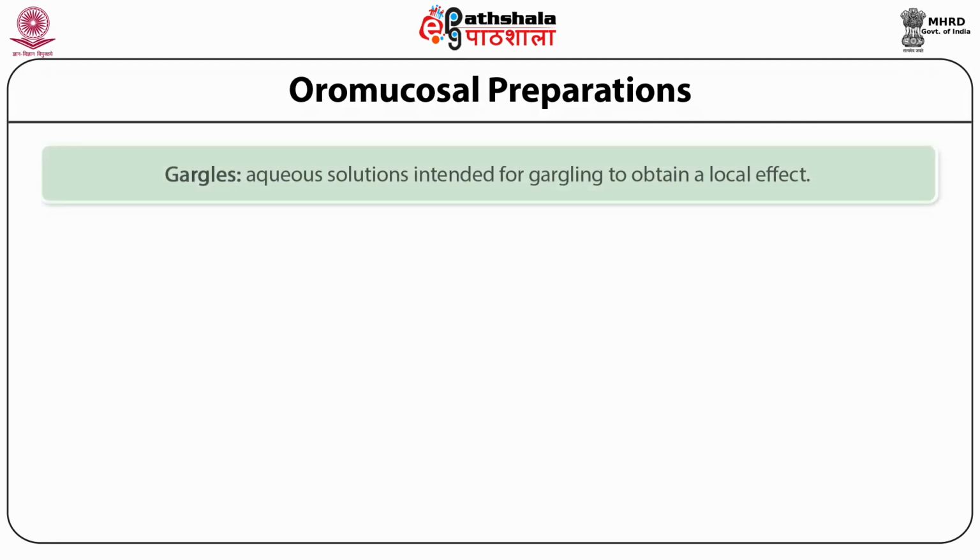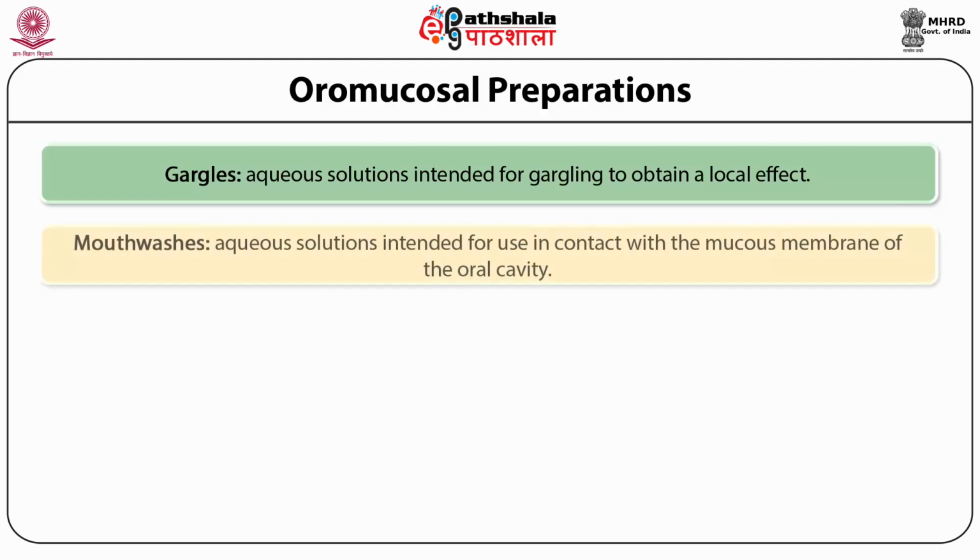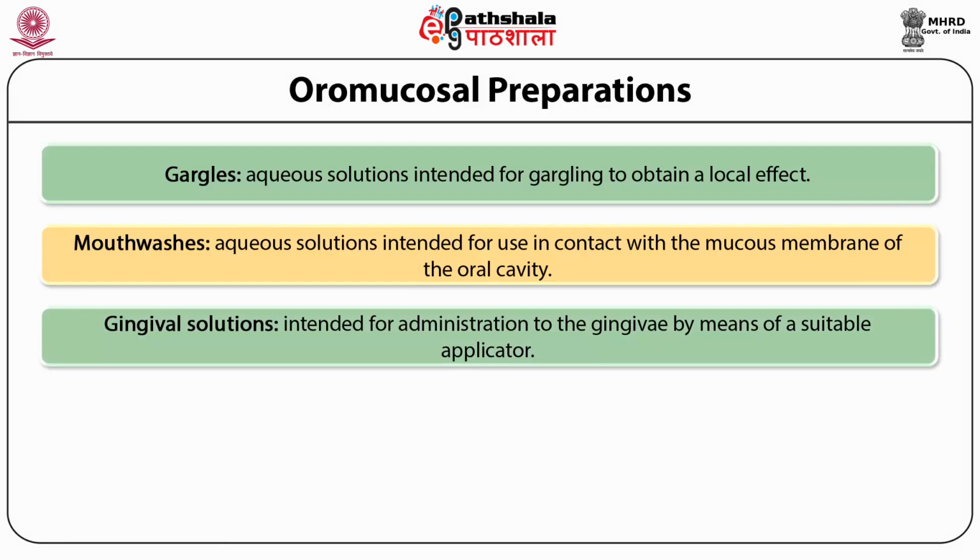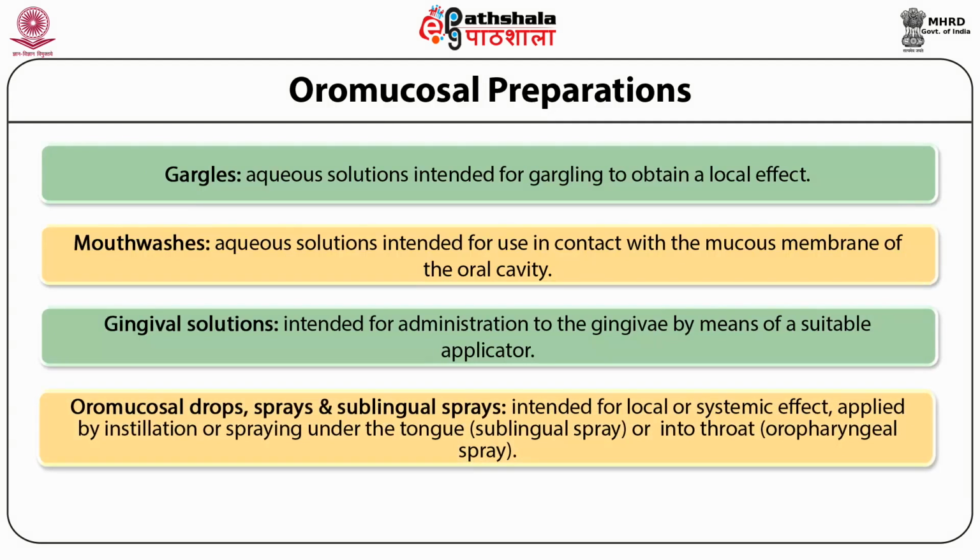First one is gargles. These are aqueous solutions intended for gargling to obtain a local effect. They are not to be swallowed. Second category is mouthwashes. These are also aqueous solutions intended for use in contact with the mucous membrane of the oral cavity. Gingival solutions. These are intended for administration to the gingivae by means of a suitable applicator. And last category under these preparations are oromucosal drops, sprays and sublingual sprays.